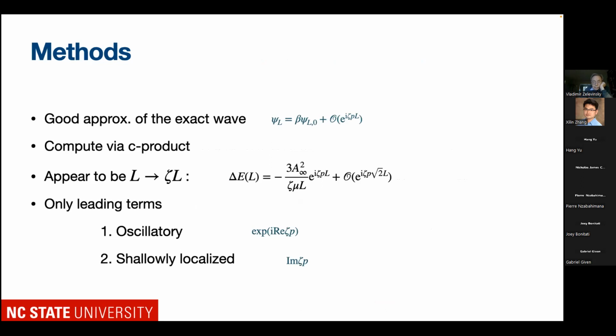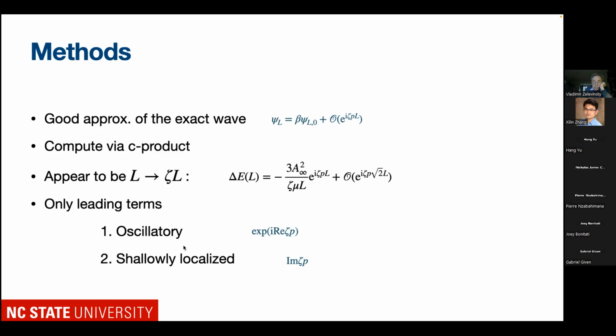The method we use here first is the previous method, the shifted sum of approximations, which actually works pretty good in this case. The tricky part is how to compute the expectation values via the C product, which is the thing you have to do on complex scaling to make everything right. The final results from this method look like just scaling the L's by complex scaling factors. The problem with this method is it only gives leading terms, and it can be oscillatory and also shallowly localized for the resonance states.